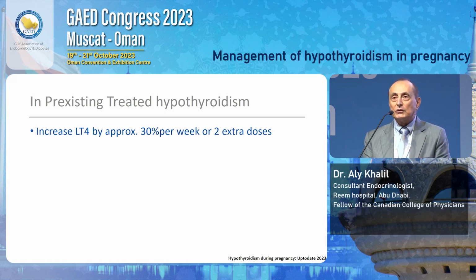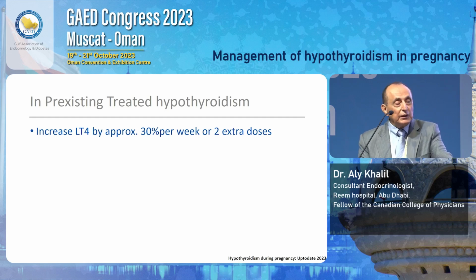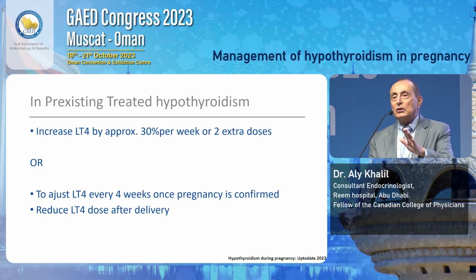So you add 2 extra doses from the first day that you know that the patient became pregnant. And you follow your patient by measuring TSH and free T4. But again, keep in mind, once you increase the dose, you have to monitor your thyroid indices. The opinion here is that you have to monitor your patient every 4 weeks for the first trimester, and at least once in the second trimester and once in the third trimester.